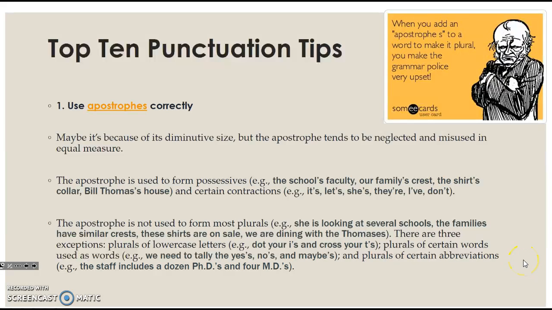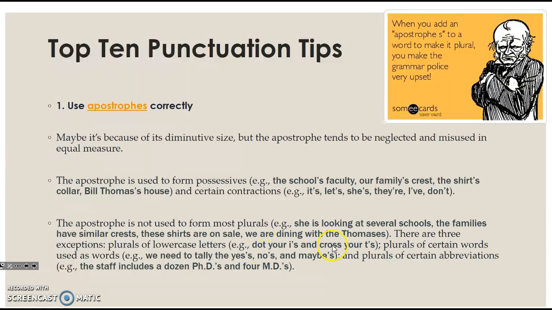First is the use of apostrophes. Main thing you need to know about apostrophes is that you should not use apostrophes to form plurals. Apostrophe use is for possessives and for certain contractions. There are some exceptions. The exceptions are you can use an apostrophe for plurals of lowercase letters. For example, dot your i's from here on this bottom portion and cross your t's.